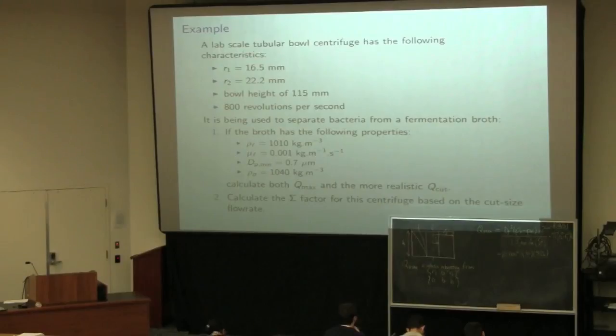So make sure you can convert 800 revolutions per second to get to 5026 radians per second, divided by 18 times the viscosity of water times the log of the ratio between the diameters. Here you can change your units or not, it doesn't matter too much. So 22.2 divided by 16.5. And then the rest of that, I'm not going to fill that in.